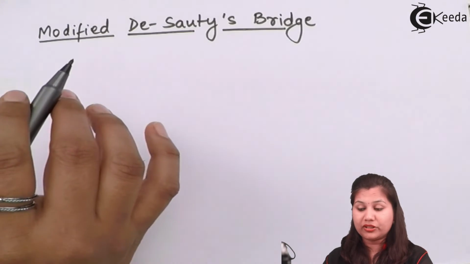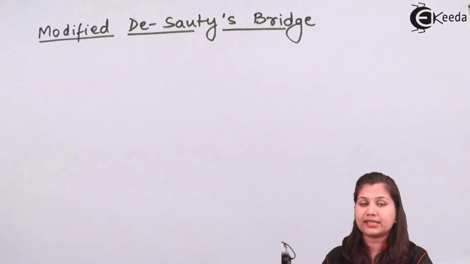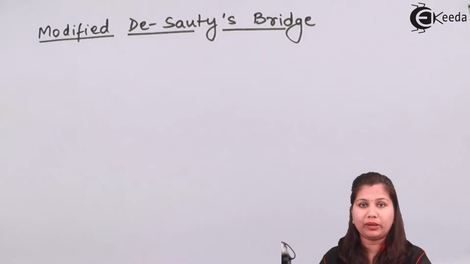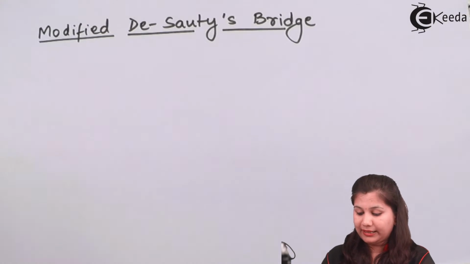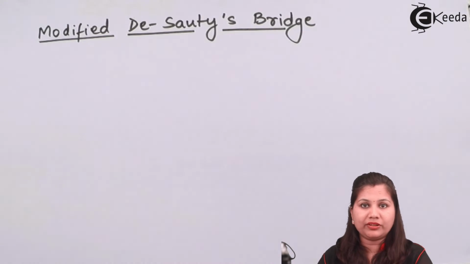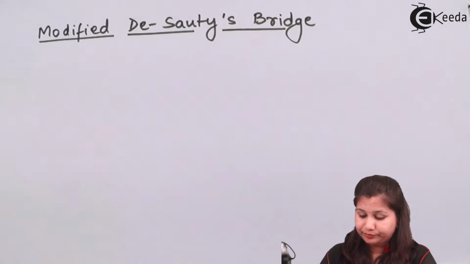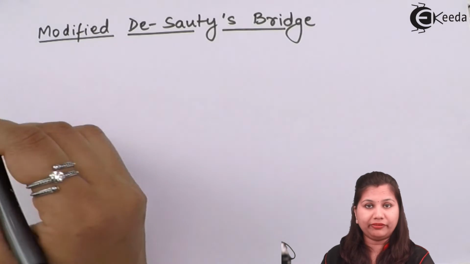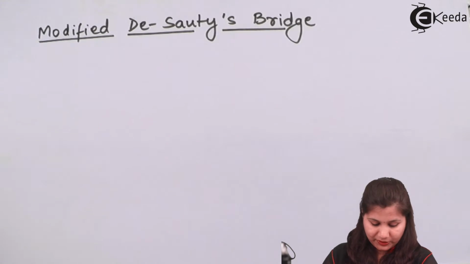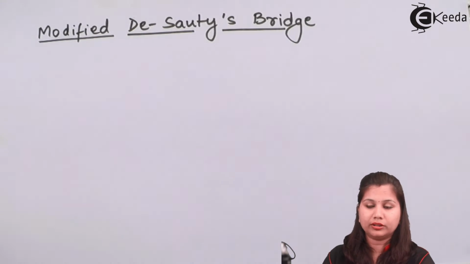This De Sauty bridge is called De Sauty because it was invented by a scientist, and it is named after the scientist. Now, what are the modifications in this bridge? Let us first see the circuit for this bridge.